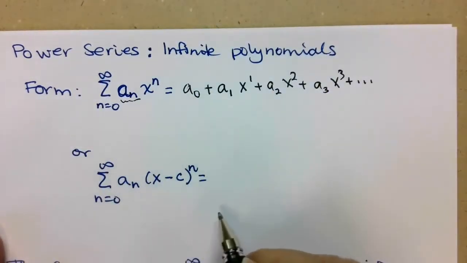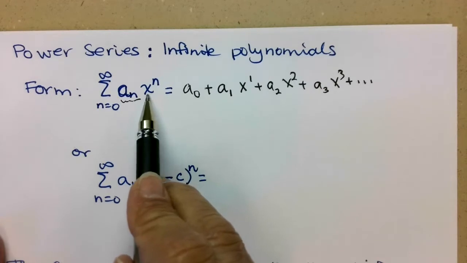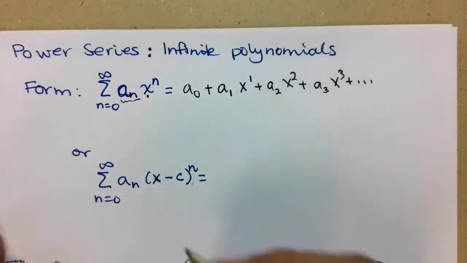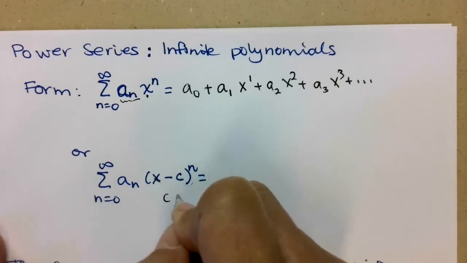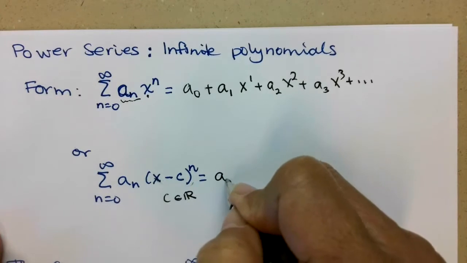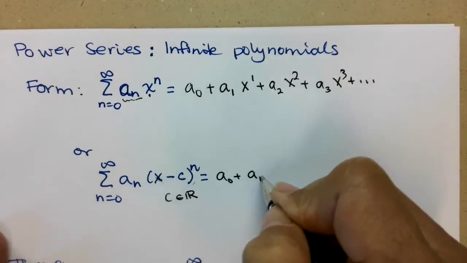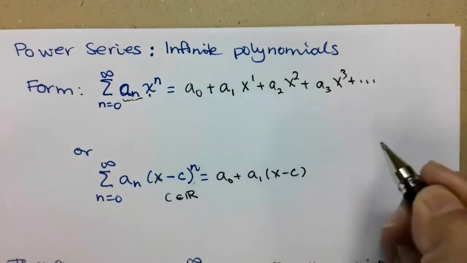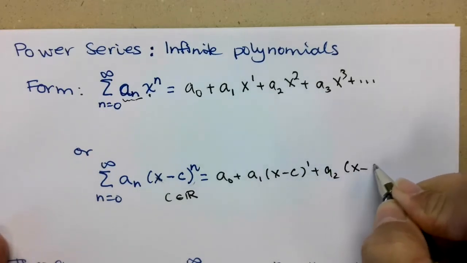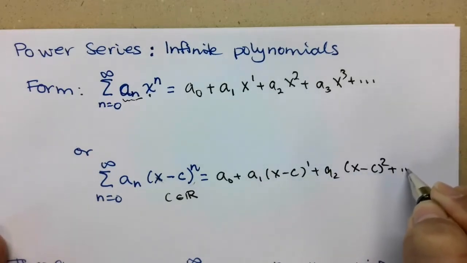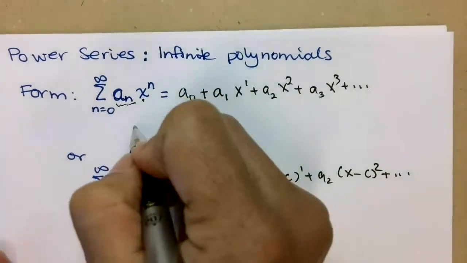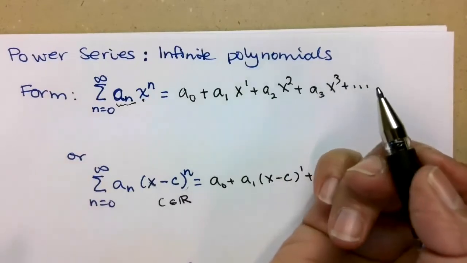Or it doesn't have to necessarily be just an x. It could be an x plus or minus some actual constant. So c would be a real number. And so this would look like a sub 0 still, but then you'd have a sub 1, x minus c to the first, and then a sub 2, whatever that might be, x minus c squared plus dot, dot, dot.